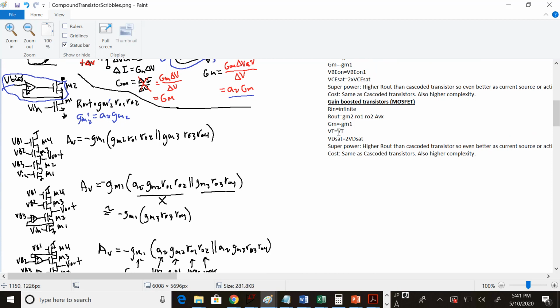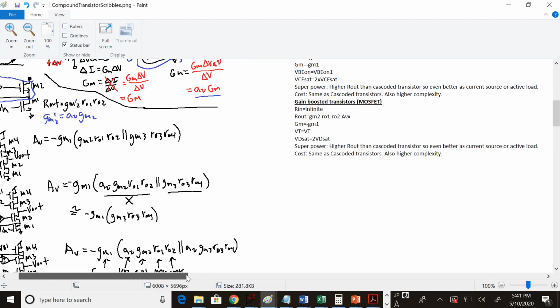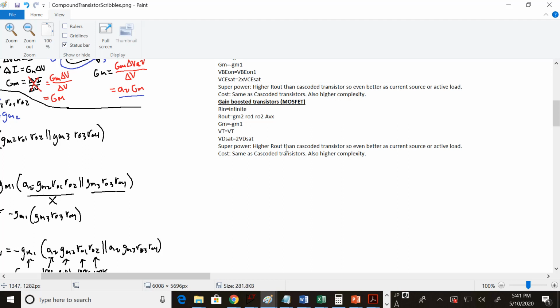Your GM doesn't change, your VD doesn't change. Your VD sat, because there's two transistors that both have to be in the forward, for MOSFET saturation region or active region. For BJTs, the forward active region, you need two VC sats or two VD sats minimum. So again, that might mean that you have to raise your supply voltage a little bit. And the superpower is that you get a higher R out.